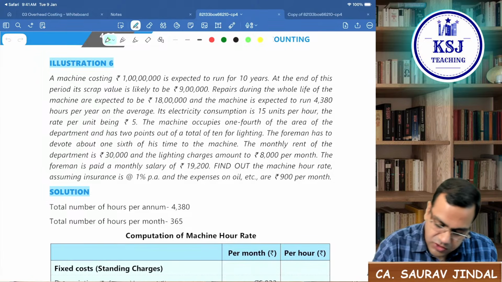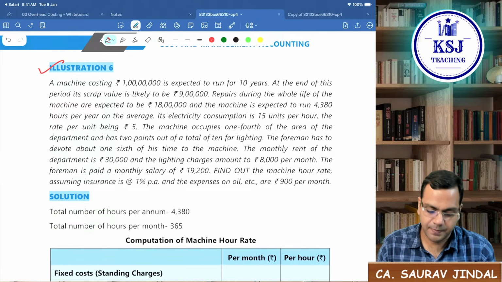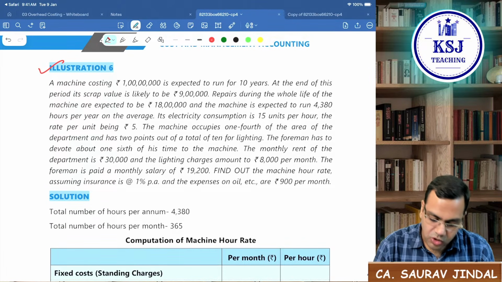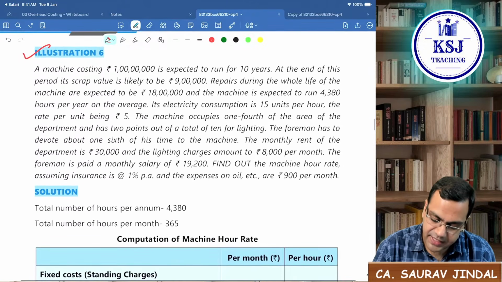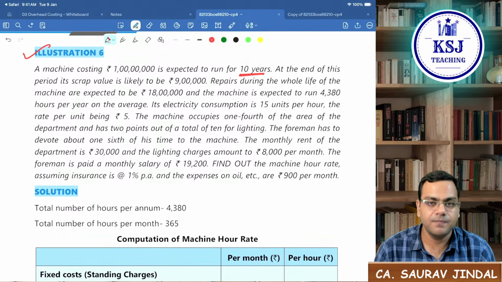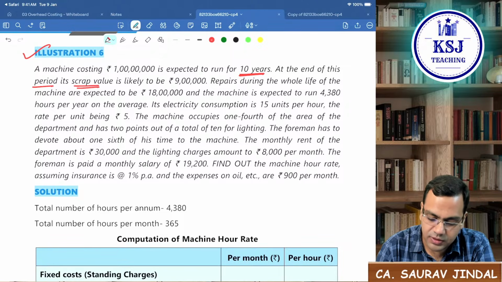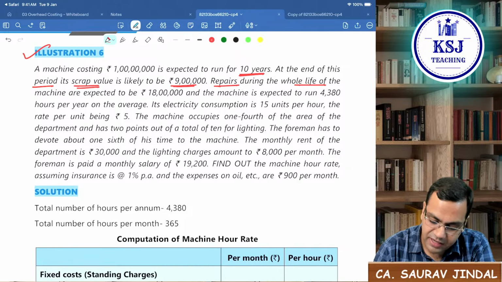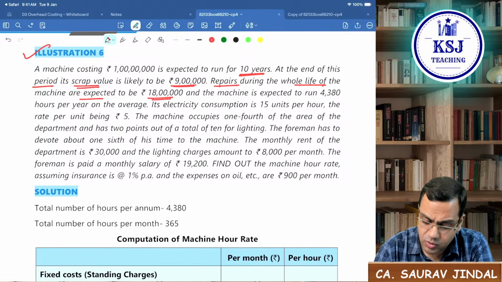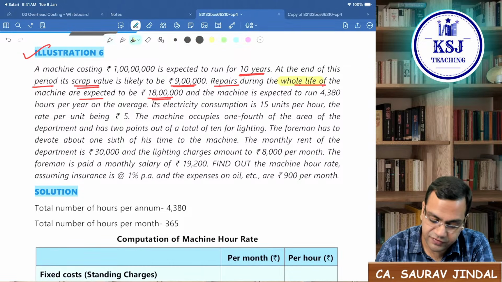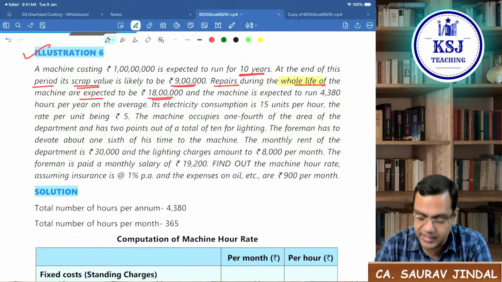Let's do this illustration number 6. A machine costing rupees 1 crore is expected to run for 10 years. At the end of this period, its scrap value is likely to be rupees 9 lakhs. Repairs during the whole life of the machine are expected to be 18 lakhs. Okay, the scrap value is given, the cost is given, then repairs during the whole life of the machine are given to you, that it will be 18 lakhs.